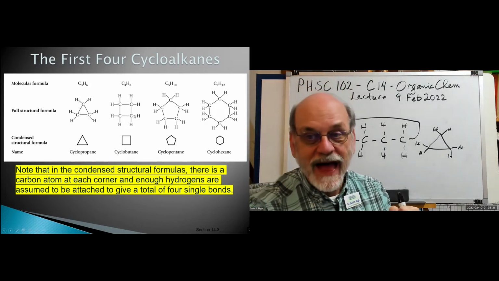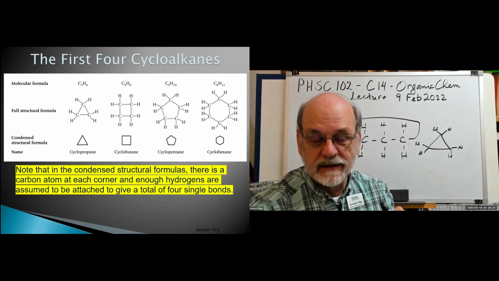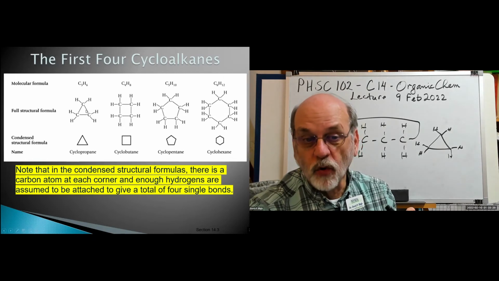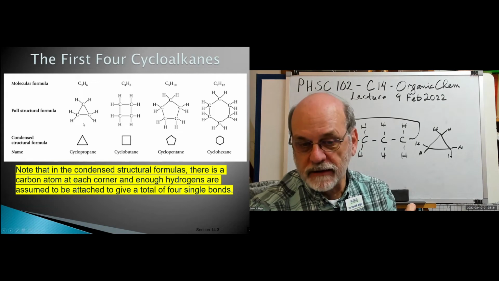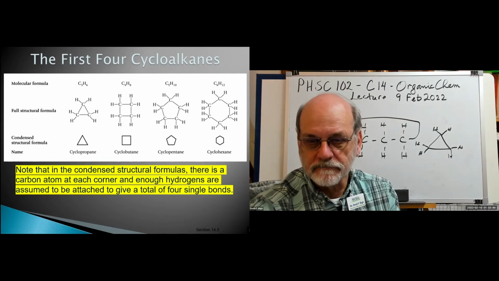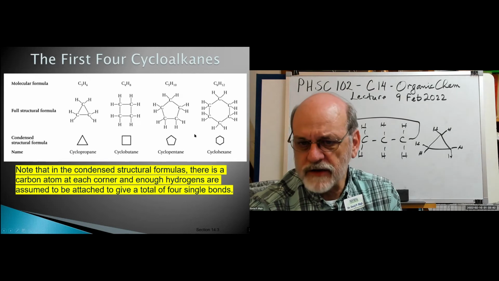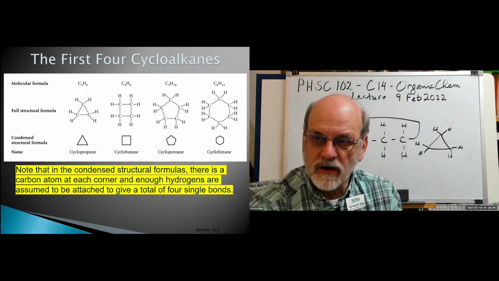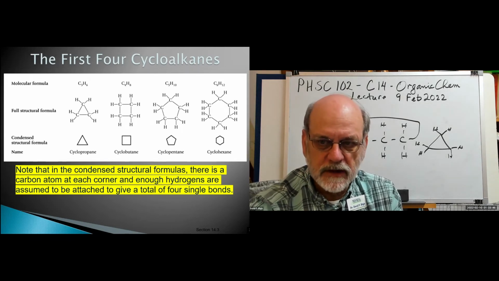Okay, so that puts a lot of strain in the molecule, and it's even more strained for cyclopropane. Cyclobutane and cyclopropane are very unstable. In other words, they will decompose or react readily. Whereas cyclopentane and cyclohexane are not so much trouble. They're relatively stable.